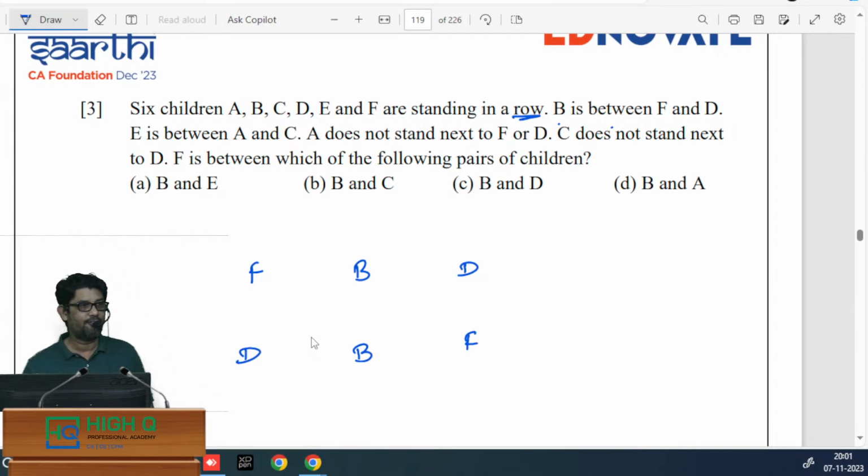Still B is between F and D. Do you all agree, my dear? Say yes or no. Two possibilities are there, na? Let me write both the possibilities.